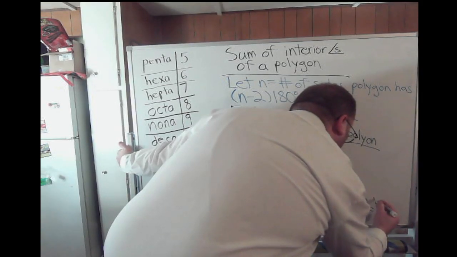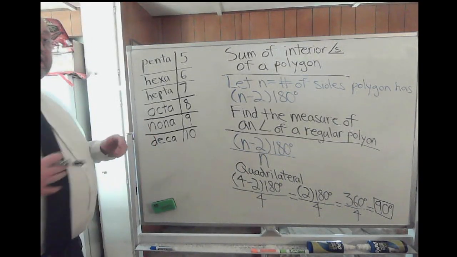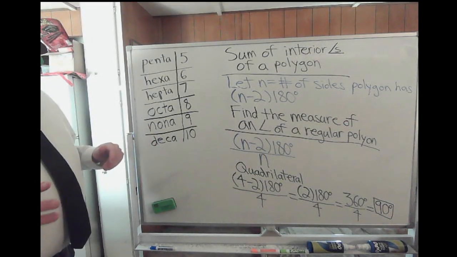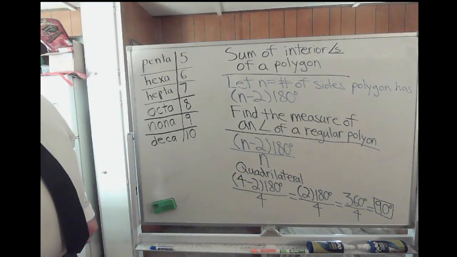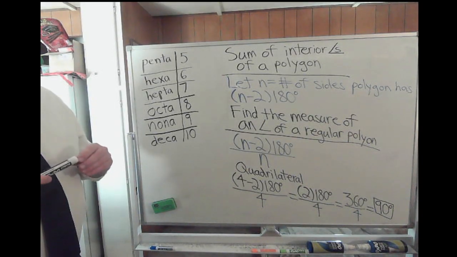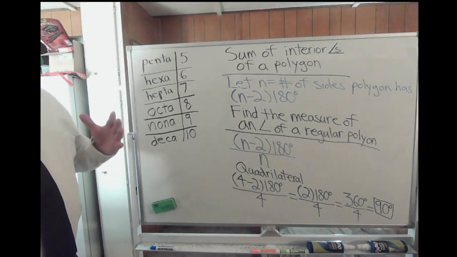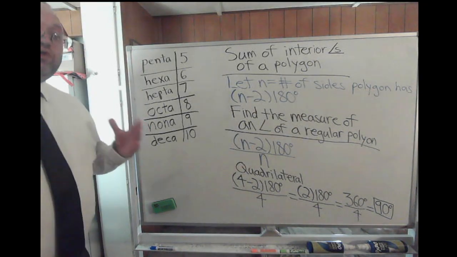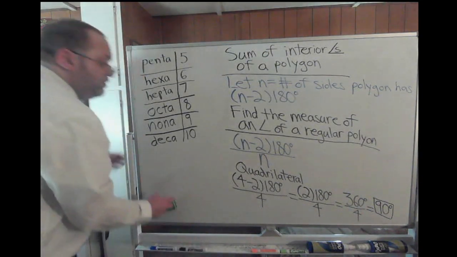So each angle of a regular quadrilateral, meaning it's equiangular and equilateral, is 90. The only quadrilateral we know that fits that bill will be a square. Because a square, if we remember from yesterday's lesson, is both equiangular, having 4 90-degree angles, and it has 4 equal sides. So, that's what you get for a quadrilateral.